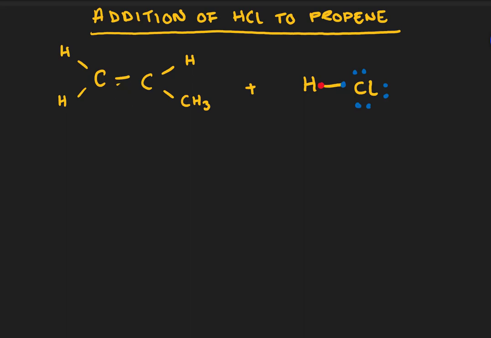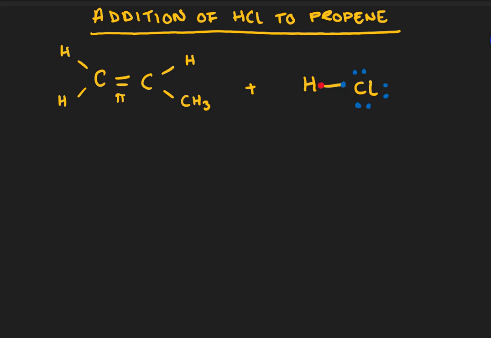So we have some pi electrons here in our double bond. And we have electrons surrounding our chlorines and our hydrogens. Hydrogen has one electron here, and that is shared in a polar covalent bond with chlorine. And we know that chlorine has 7 electrons in its outermost valence, indicated by the blue dots here.